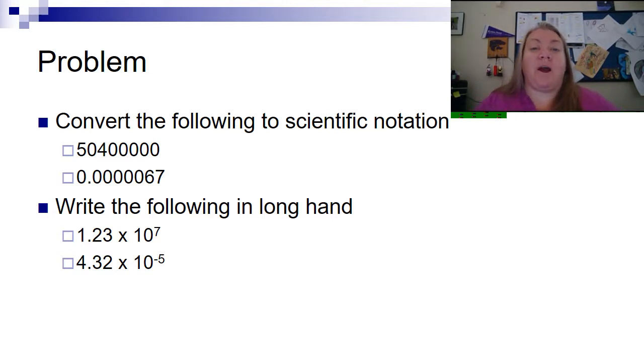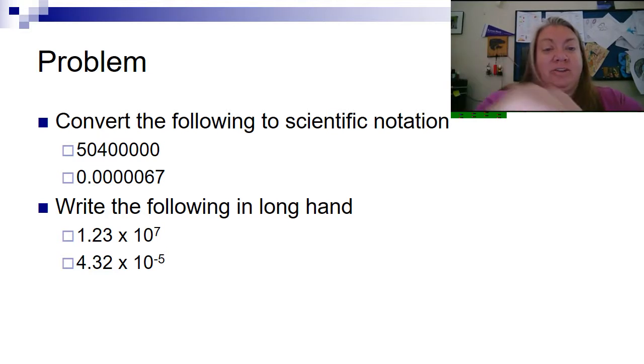So here's a few problems for you. If you need to, pause the video, try them out, and then we'll go over the answers. Now on the test, you would be responsible for being able to convert to scientific notation and then going from scientific notation back to longhand. It's just good things to be able to know how to do. So let's look at this first part. Convert the following to scientific notation.